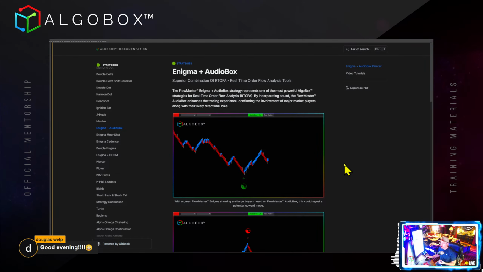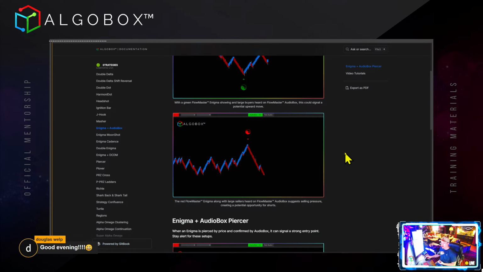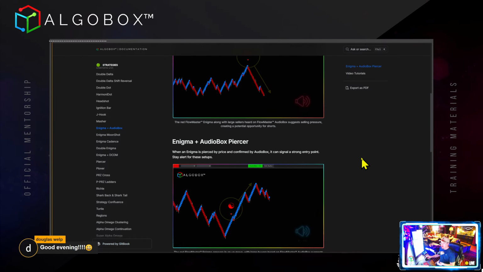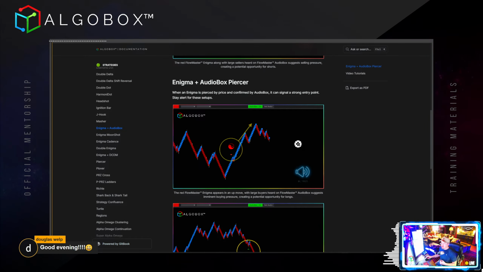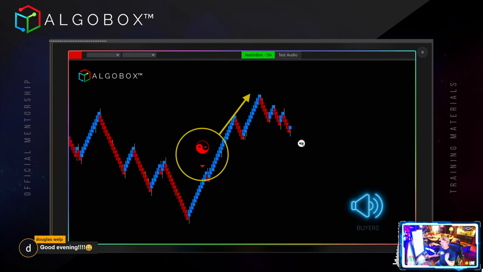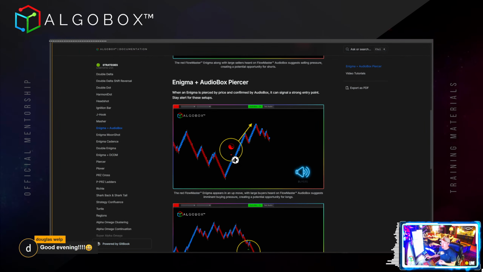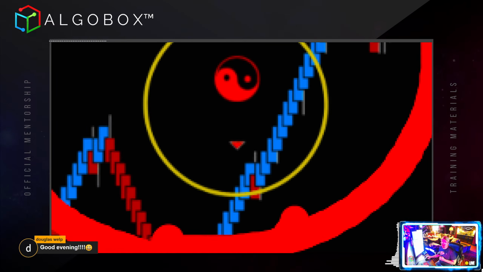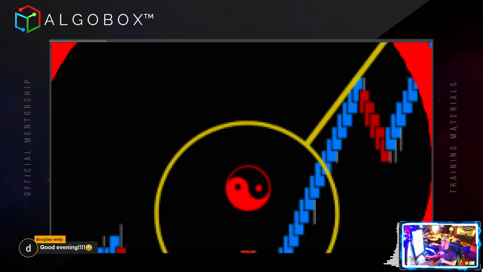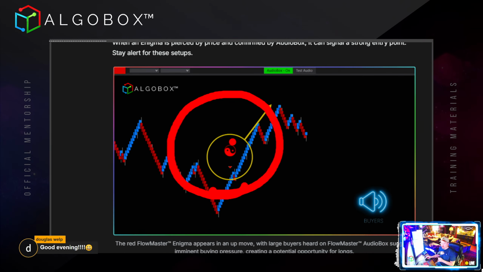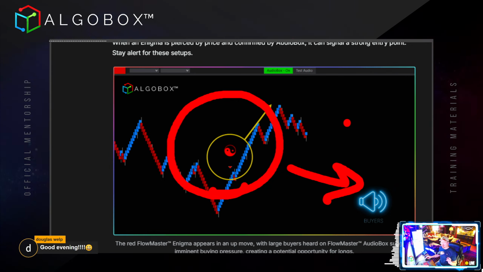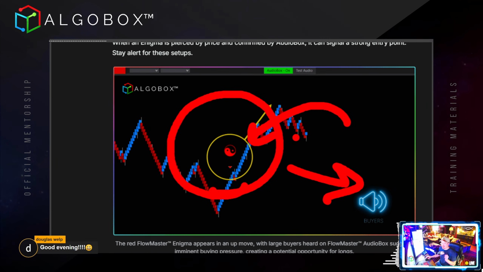Okay, so back to the Enigma AudioBox area here. We've got a long one, a short one, and just like the video said, it's fairly easy. You might want to question though, what happens when I get an Enigma and the AudioBox is in opposition to the Enigma? I actually want to go in the direction of the AudioBox, and it's going to be very obvious when this occurs. Oftentimes the Enigma that's showing up there is generally going to be happening inside of the fiddle zone area.